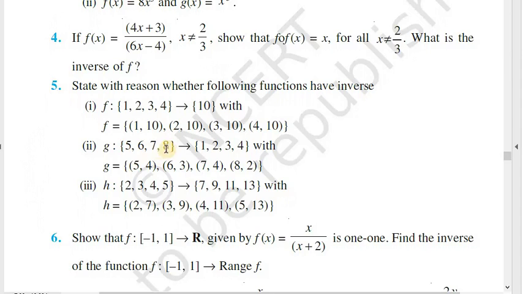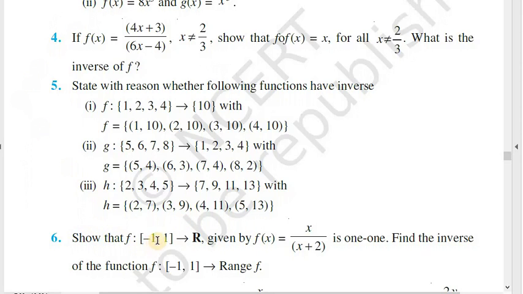Next, {5, 6, 7, 8} to {1, 2, 3, 4}. You can see 5 is going to 4, 6 is going to 3, 7 is going to 4, 8 is going to 2. So 5 and 7 are going to 4. Therefore this is not going to be bijective. Similarly you can check whether the others are bijective or not. I'm not going to do it for you, so I'll just go to question number 6.